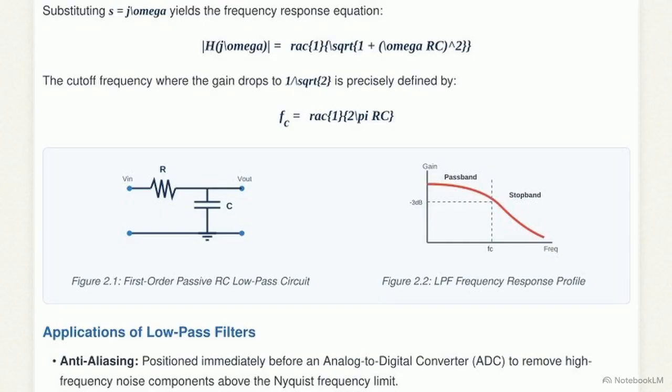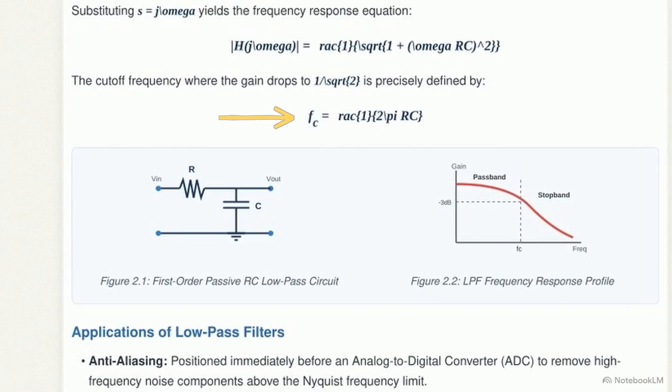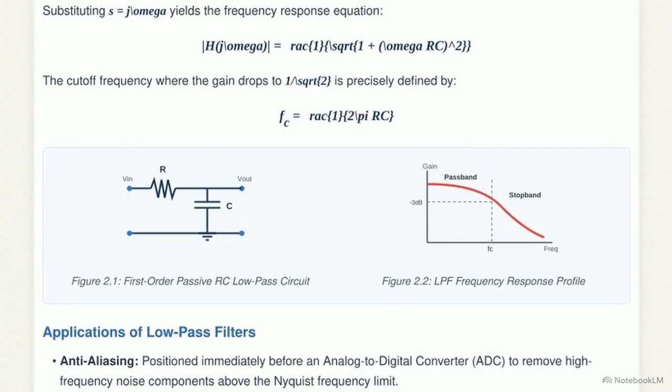This is the low-pass filter. Place a resistor in series with the input and a capacitor shunted to ground. Cutoff frequency, where power halves, equals 1 divided by 2 pi RC. A 10 kiloohm resistor and 0.1 microfarad capacitor drops the curve steeply at 159 Hz, rejecting higher frequencies.